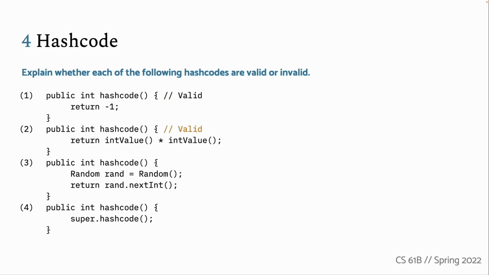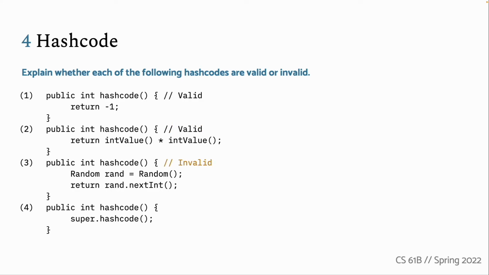Now, number 2 is valid, and it's a better hash code. So again, it's deterministic. It returns the same value if the int value is the same, and it satisfies that equals function. But even though it's a better hash code, it would have been even better if they just didn't square it, because now positive and negative numbers are going to collide when they otherwise wouldn't have. So it's kind of unnecessary to do that, and it increases the number of collisions.